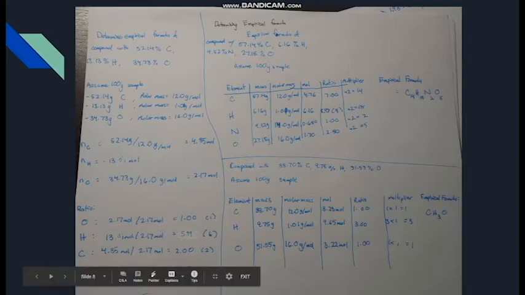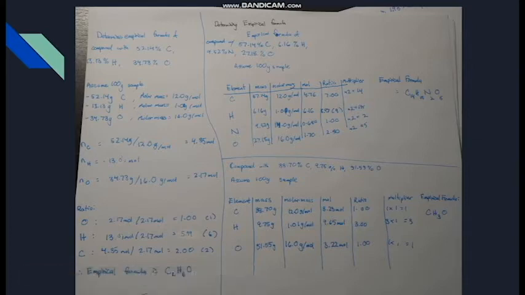Determine the empirical formula of a compound with 57.14% carbon, 6.16% hydrogen, 9.52% nitrogen, 27.18% oxygen. I can assume it has 100 grams. Write the masses down for each element. Write the molar masses down for each element. Find the moles by dividing the mass by the molar mass. We get 4.76 for carbon, 6.16 for hydrogen, 0.680 for nitrogen, and 1.70 for oxygen.